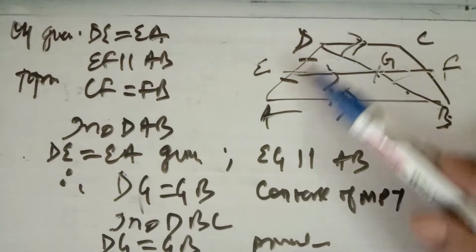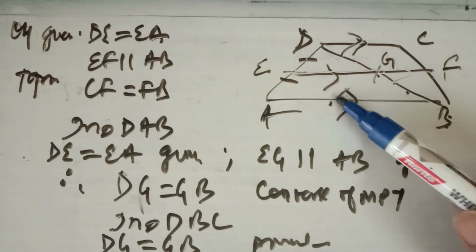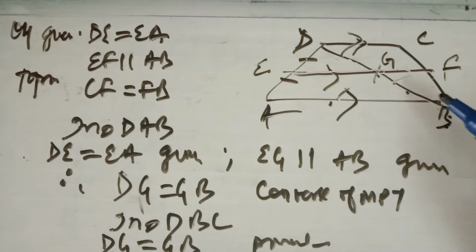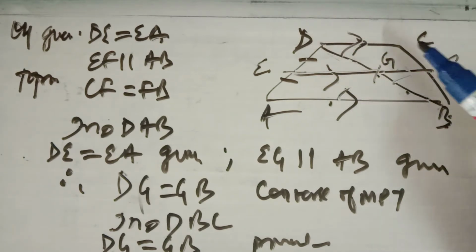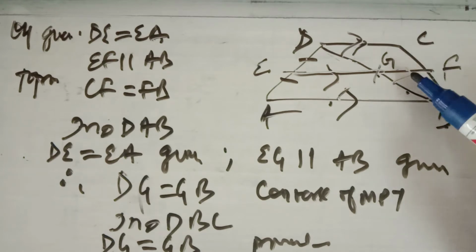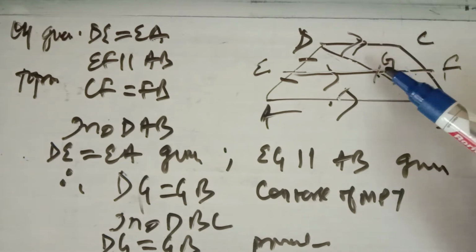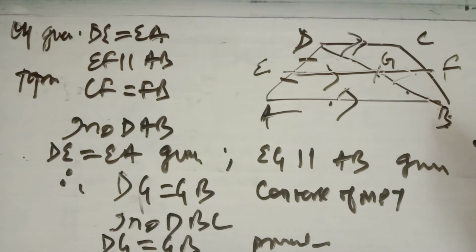First of all, in triangle DAB, I would use the converse of midpoint theorem, that is DG is equal to GB. Then by converse of midpoint theorem in triangle DBC, CF is equal to FB, because GF is parallel to DC and G is the midpoint of DB. It is given. So by converse of midpoint theorem in both the triangles. So this is question number 4.